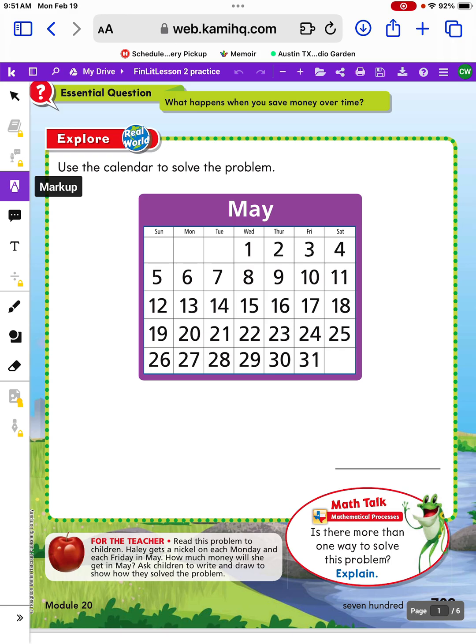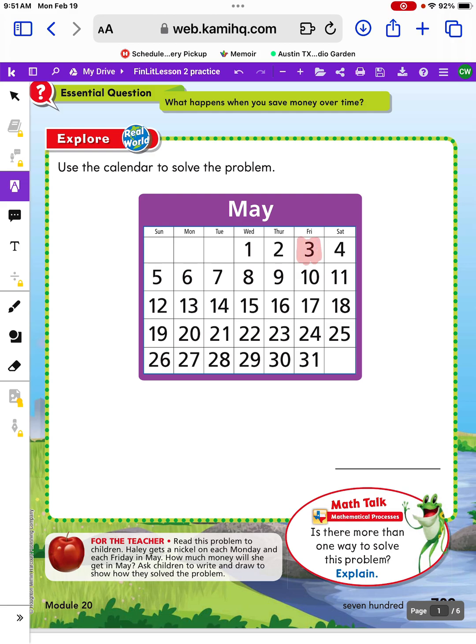Haley gets a nickel on each Monday and each Friday in May. How much money will she get in May? Well, I'm not going to ask you. We're going to write and draw how we can solve this problem. So first things first, I know she gets a nickel each Monday and each Friday. So I'm going to go through and see how many Fridays and Mondays there are in May.